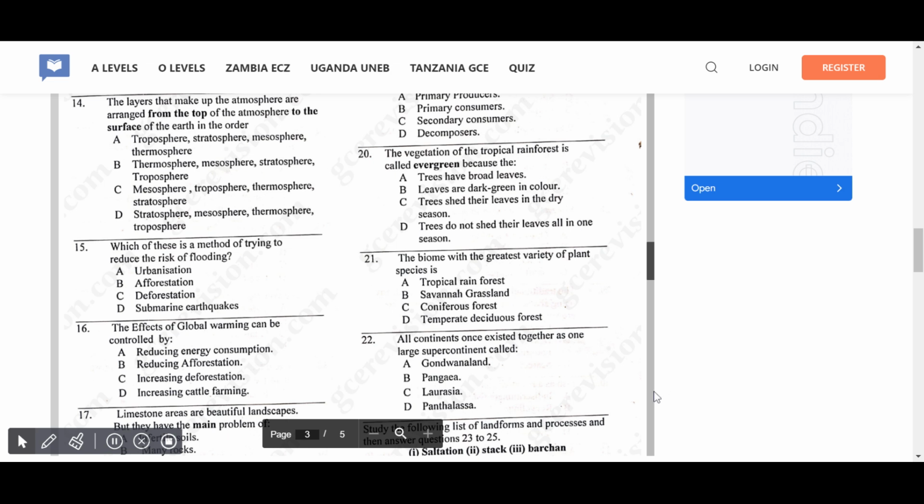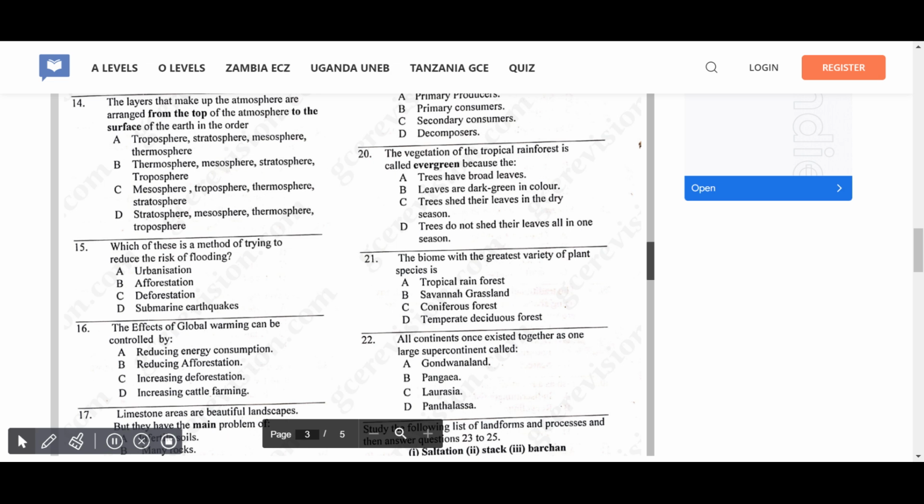Question 16. The effects of global warming can be controlled by... The answer is A, control by reducing energy consumption.